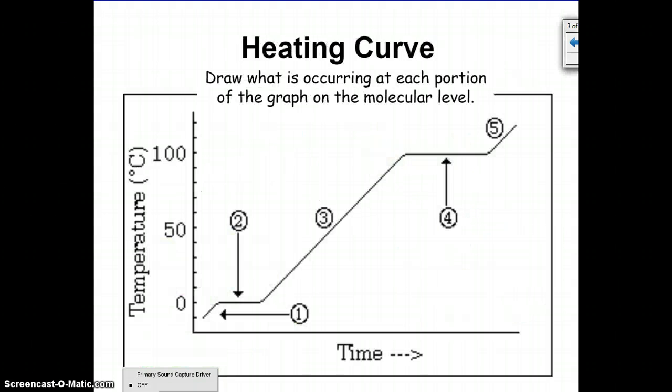First, let's talk about heating and cooling, and we're going to talk specifically about water. Let's first talk about what's happening at each portion of the graph. First I'll give you a little background on the graph. You have an increase in temperature at the bottom on 1, and then on section 2 you have no change in temperature, and then 3 there's another change in temperature from 0 to 100, and then 4 again no change in temperature, and then 5 another change in temperature. At these sections where there's no change in temperature, energy is still being added. That's something that's good to keep in mind.